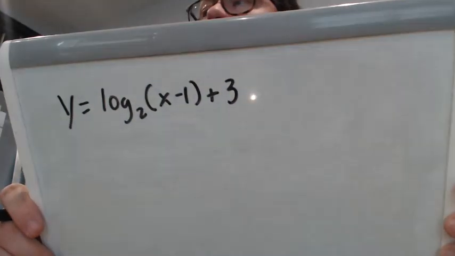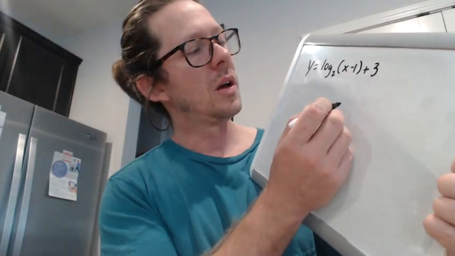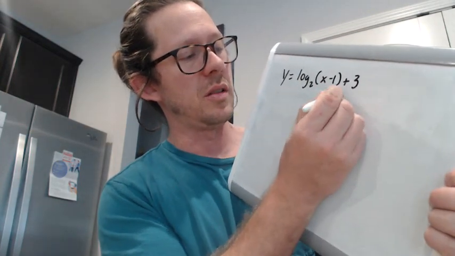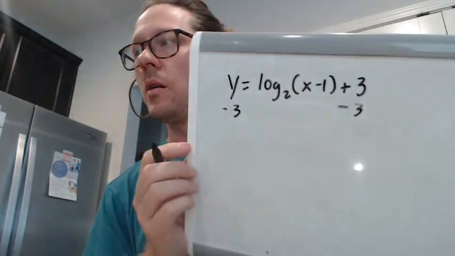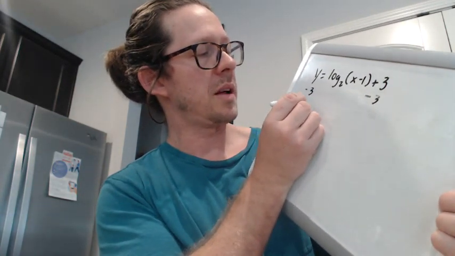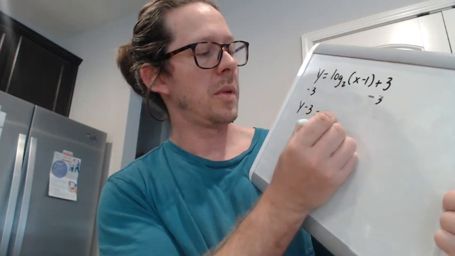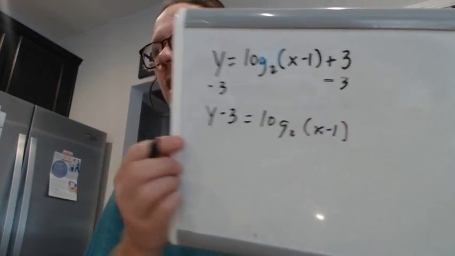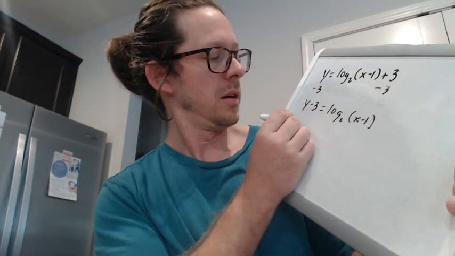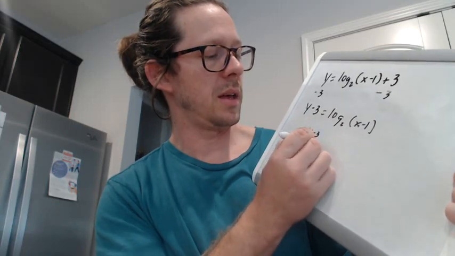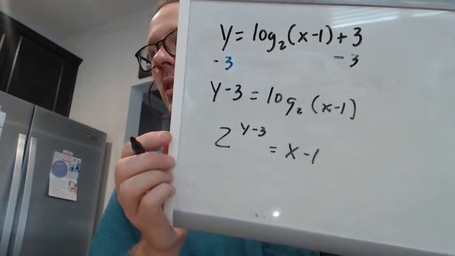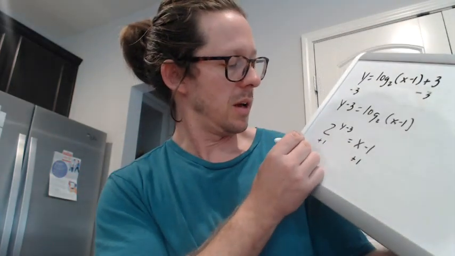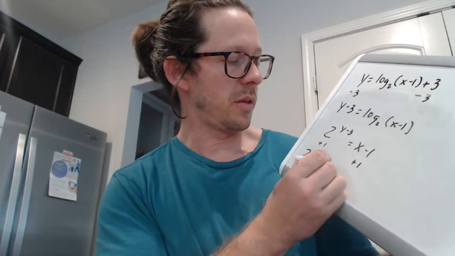So say I want to write this as an exponential function. You could, watch this, subtract the 3. So you could say y minus 3 equals log base 2 of x minus 1, like that. At this point, you could change it to an exponential, so you could say 2 to the y minus 3 equals x minus 1, like that. If you wanted to, you could add the 1. So look, you could add the 1 and say 2 to the y minus 3, plus 1, equals x.